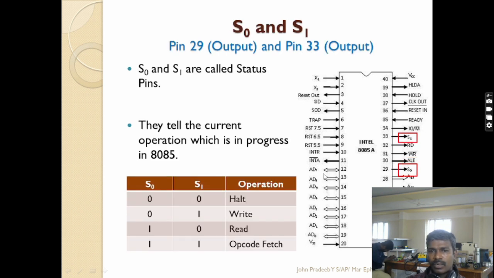The next control pins are the status signals, S0 and S1. They tell the current operation of the microprocessor. 00 means halt, 01 means write, 10 means read, and 11 means opcode fetch.